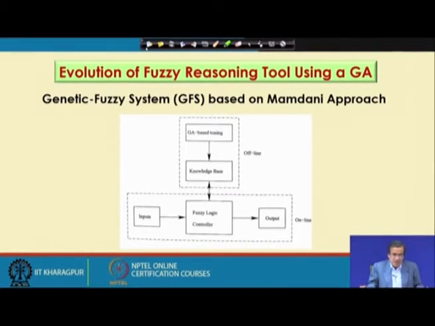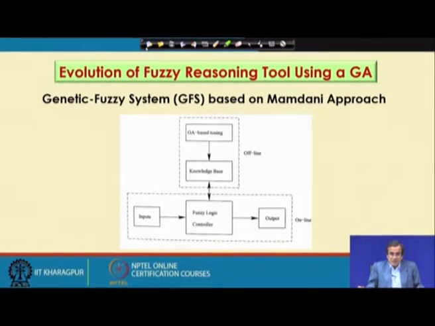Exactly in the same way, using the principle of the genetic algorithm, we can also evolve the fuzzy reasoning tool. As I told, there are some similarities between the fuzzy reasoning tool and this network, and both of them are learning tools with the same property, that they can predict the input-output relationship accurately both in the forward as well as in the backward direction. Now, before I start with this fuzzy reasoning tool, I will have to spend some time.